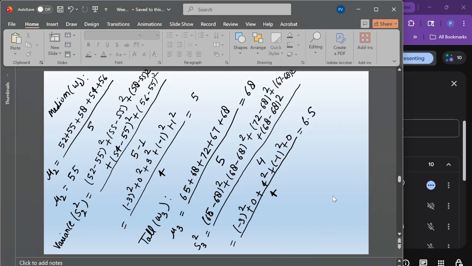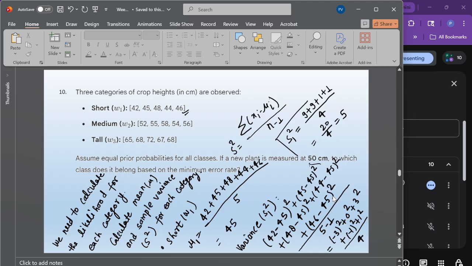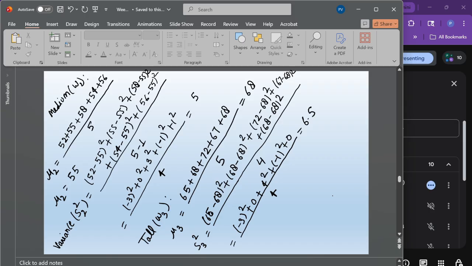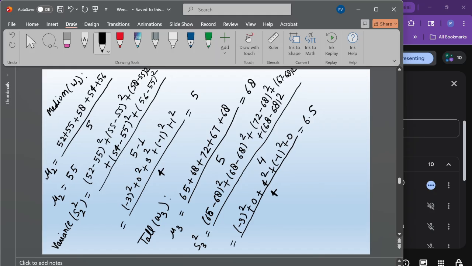So now we have got the mean and variance for all the categories. Now we need to move to calculate the likelihood for the plant size of 50 centimeters. Here it is given. So now can I remove the values from here? I hope all of you have noted them down. So I'm just removing till here.